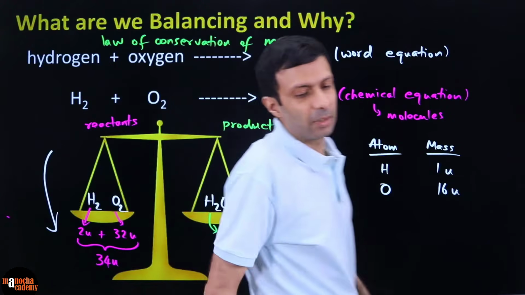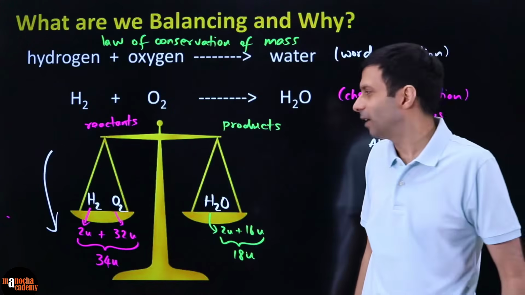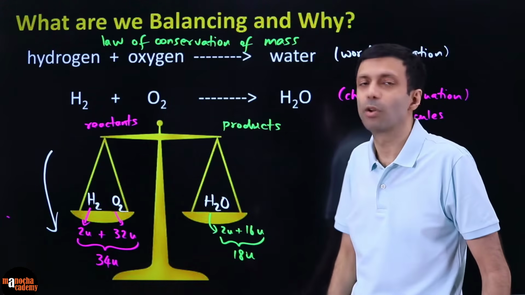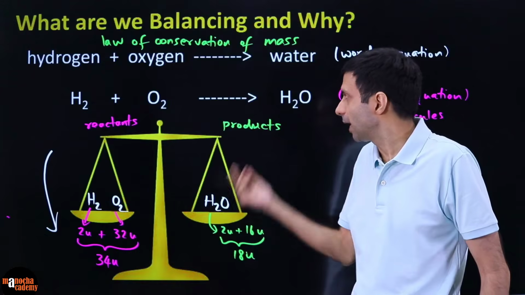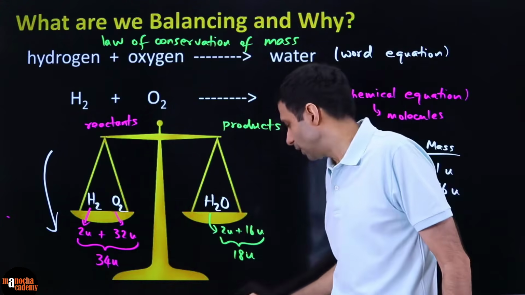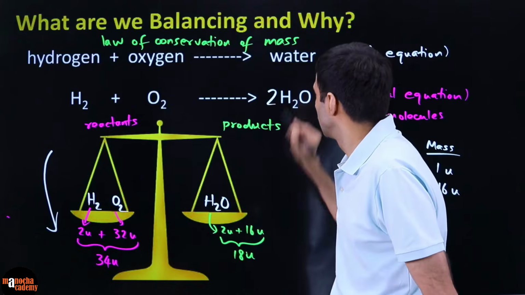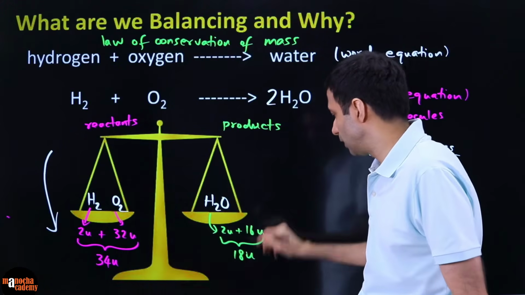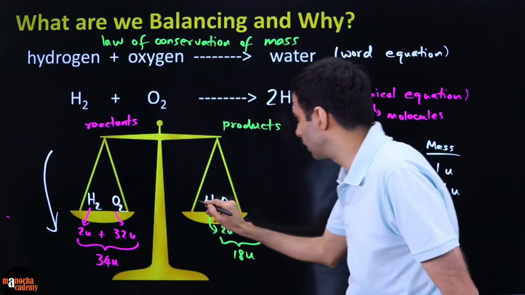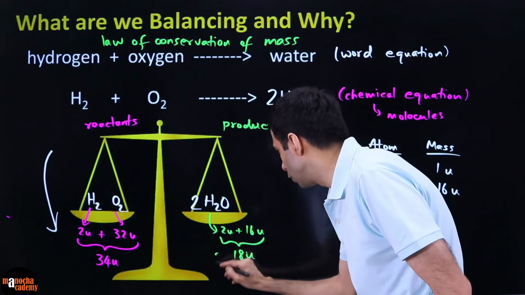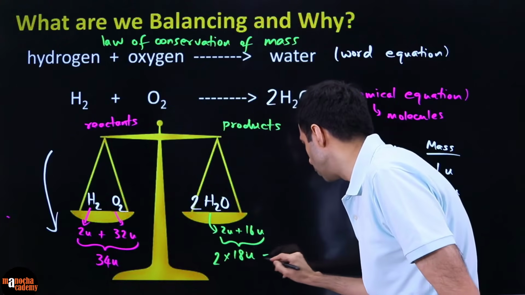So we'll behave like the vegetable guy. We'll say, okay, there's more mass there, less here. I'm going to put more here. What can I put? I can only put products. I can put hydrogen, oxygen here. I can only put water. So let's say we put 2 water here. So 2 water means it's going to become 2 times 18. That means if I put 2 water here, this new mass is going to be 2 times 18, which is 36U.